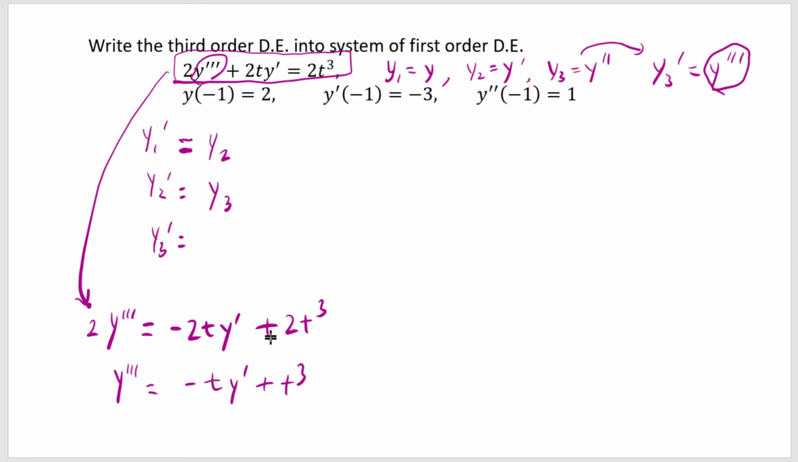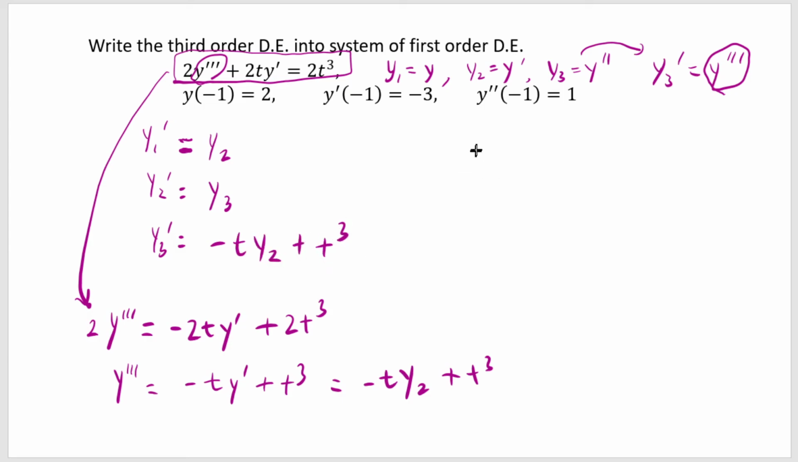So that's perfect. However, again, you're not allowed to have any derivatives on the right side. See, when you write down a system of first order differential equations, it should always have this format: y1 prime, y2 prime, y3 prime equals something where on the right side you're not permitted to have any derivatives. And because y prime is there, you have to replace this by something that does not have any derivatives. And what could that be? Because y prime is y2, you can replace this by y2. And that's what you have, negative t y2 plus t cubed.